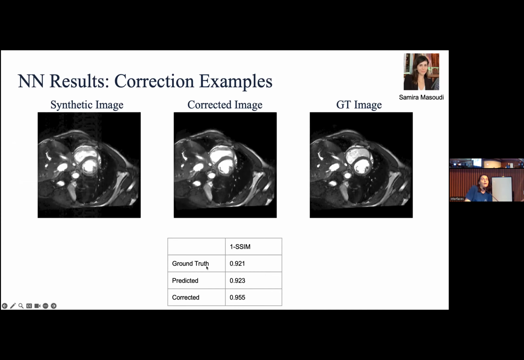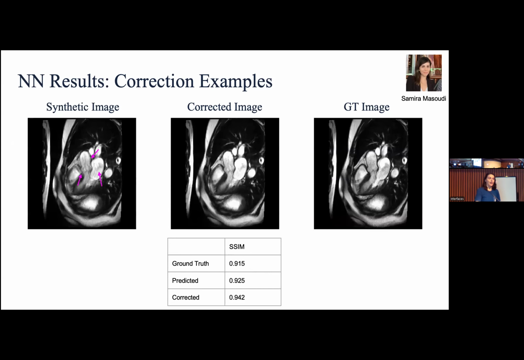Also on top of it, this is supposed to say SSIM, sorry. The ground truth score was 0.9221, which basically says this is how bad the original image was, but the corrected image has a 0.955, so it got better. That's what we want to see.